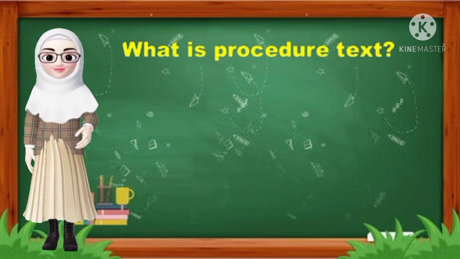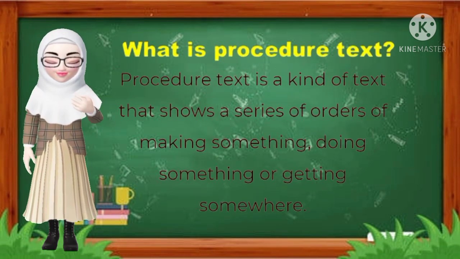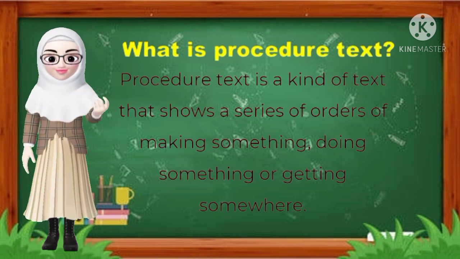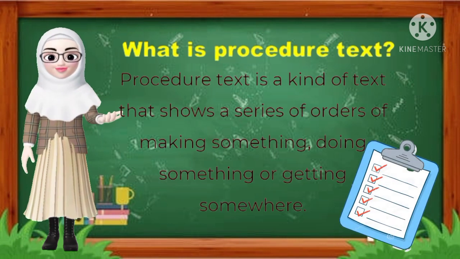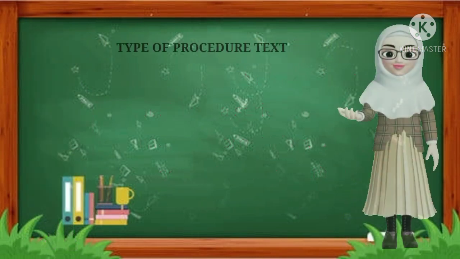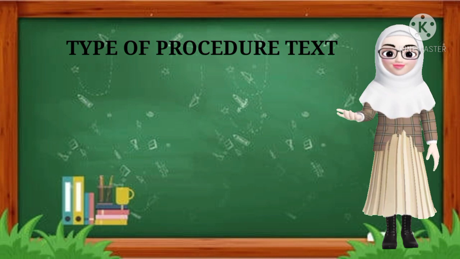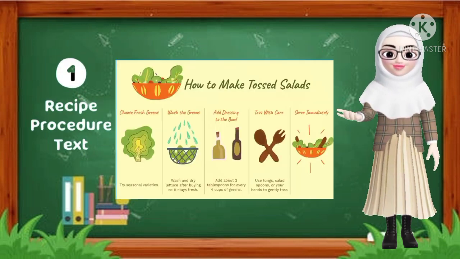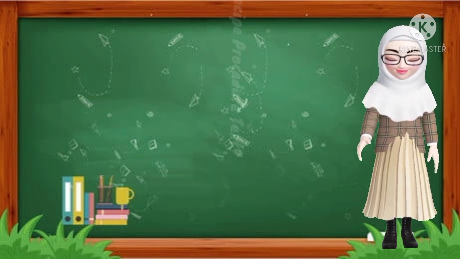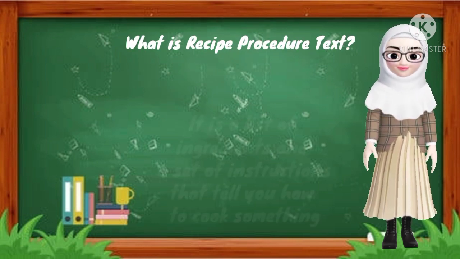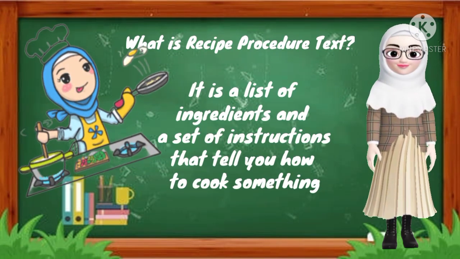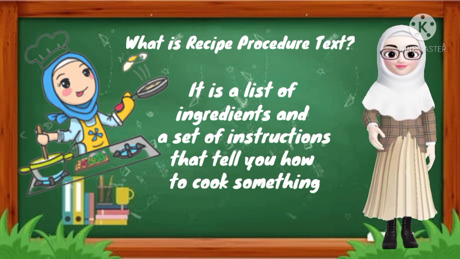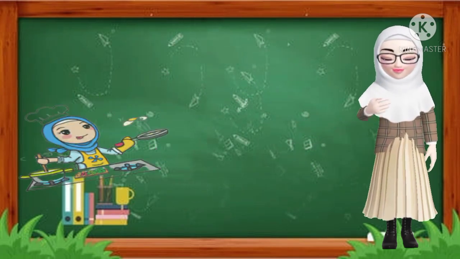What is procedure text? Procedure text is a kind of text that shows a series of orders of making something, doing something, or getting somewhere. Procedure text is divided into two types, recipe and manual. First, recipe procedure text, for example, how to make toast salads. What is recipe procedure text? It is a list of ingredients and a set of instructions that tell you how to cook something.